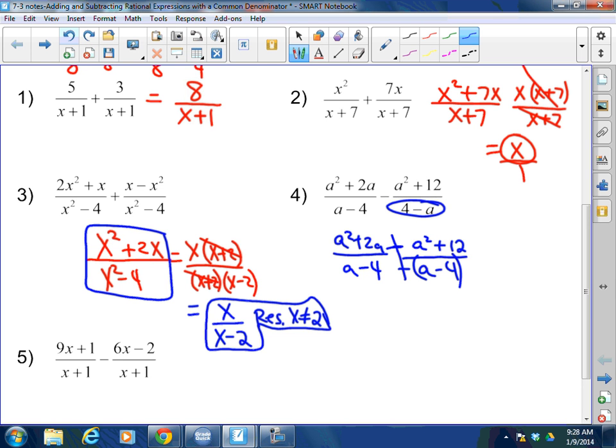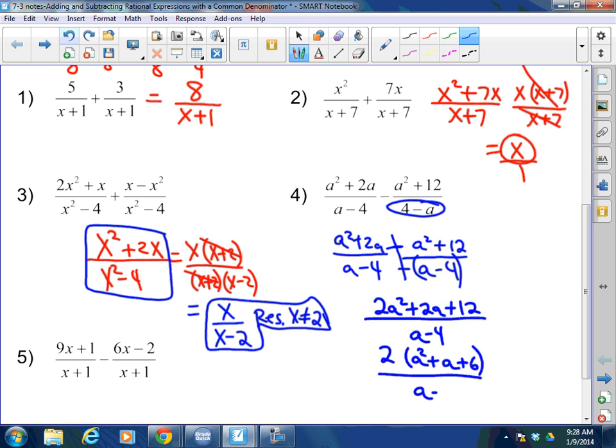So now I have a squared plus a squared, which is 2a squared plus 2a plus 12 over a minus 4. Let's factor out a 2. So I got 2 times a squared plus a plus 6 over a minus 4. Can I factor that out anymore? You can? What times what is positive 6, but when added together is positive 1? You cannot. So that's it. You're done.